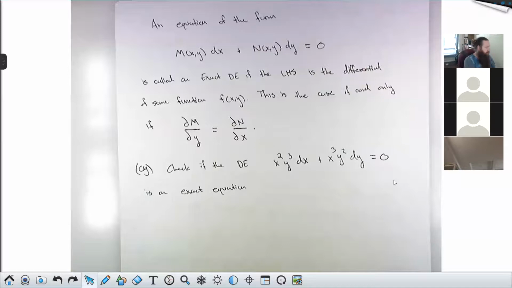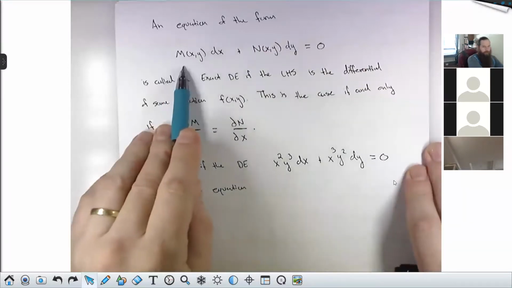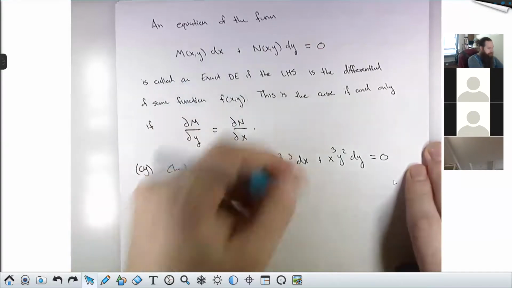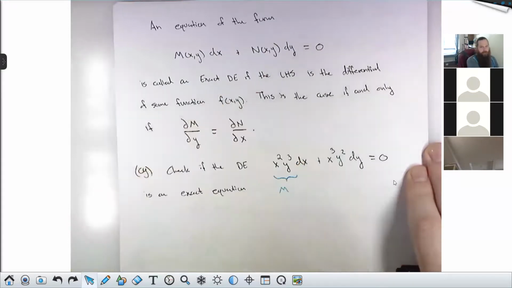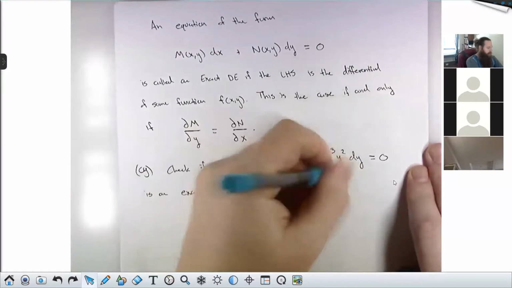So I have to identify the functions M and N. M of x, y is everything multiplying dx. This is M, M of x, y if you want. And this is N.